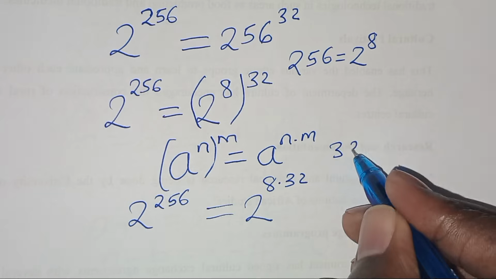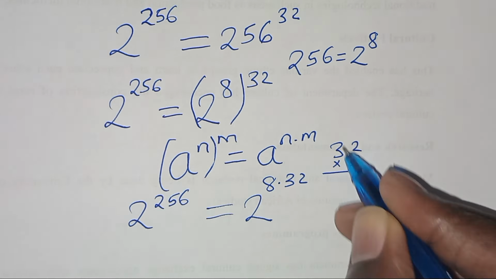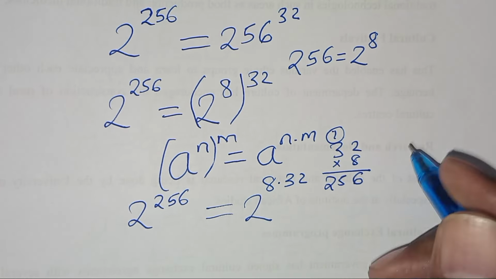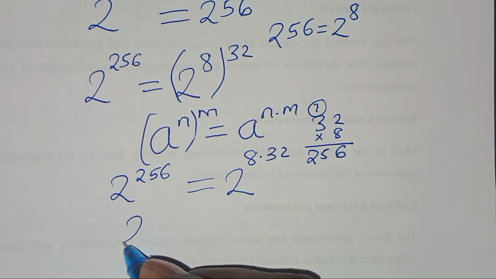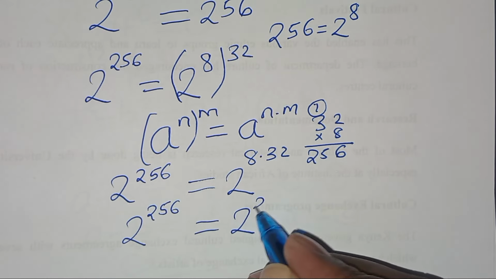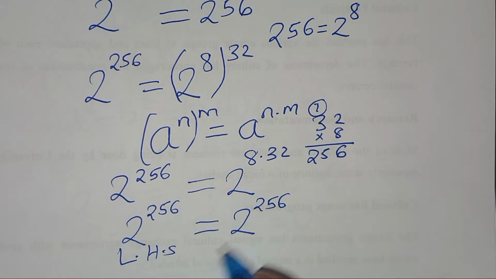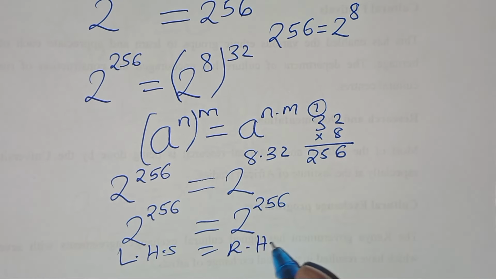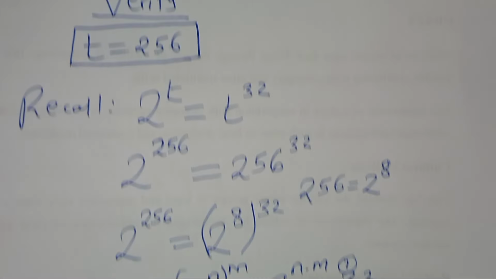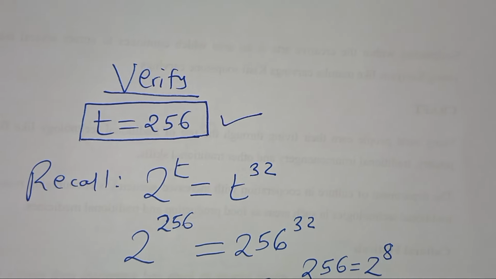So if you say 2 times 8, this is the same thing as 8 times 2, this is 16, carry 1 here. 8 times 3, this is 24, plus 1, this is 25. So this implies we have 2 to power 256 equal to 2 to power 256. So the left hand side is equal to the right hand side. And that implies that the value of t, which is 256, actually satisfies the equation.